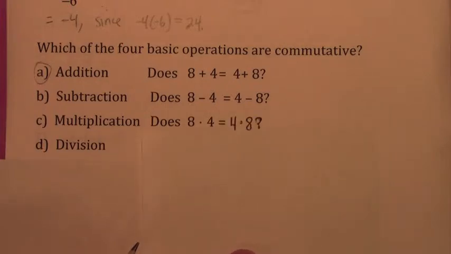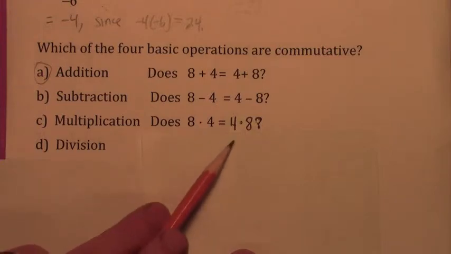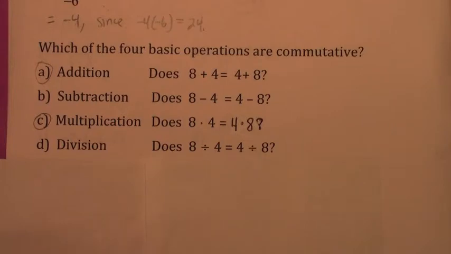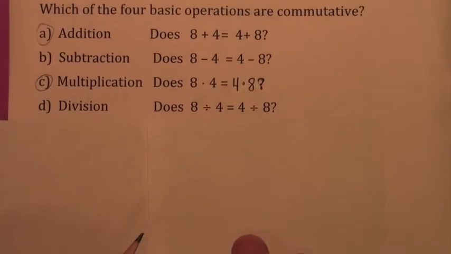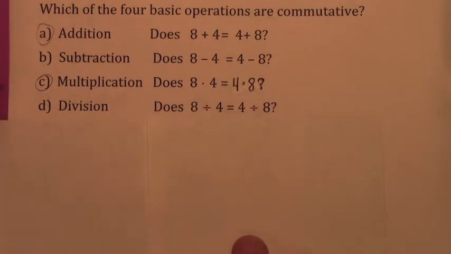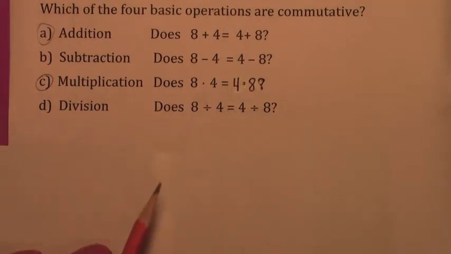Multiplication. Is that a commutative operation? I think we already said it was. Does 8 times 4 equal 4 times 8? The answer is yes. How about division? Does 8 divided by 4 equal 4 divided by 8? No. 8 divided by 4 is 2. 4 divided by 8 is 1/2. So only addition and multiplication are commutative. And you shouldn't just memorize that. You should be able to figure it out.